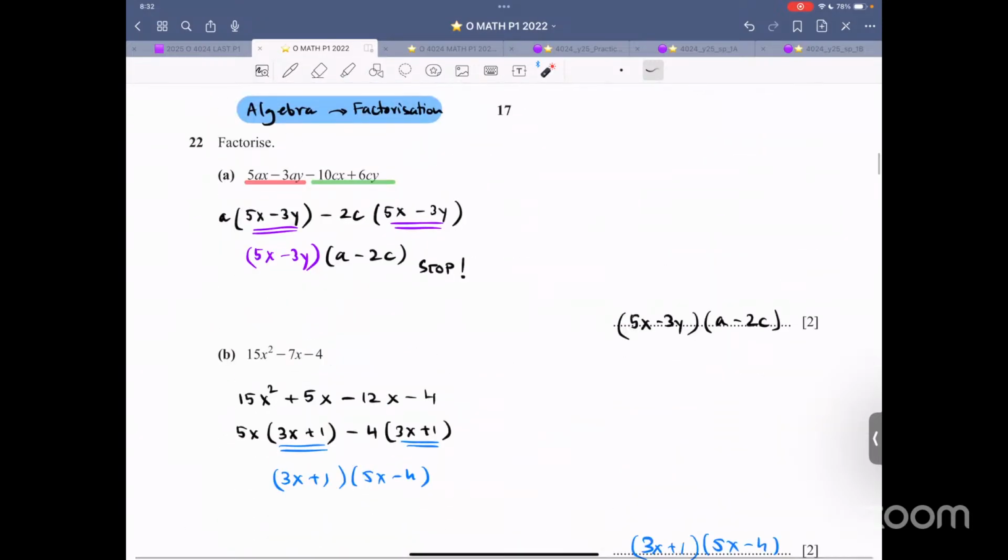Factorization, you can take common as it is. Once these two brackets are the same, then you take common. This is the same knowledge that we apply in middle term factorization.